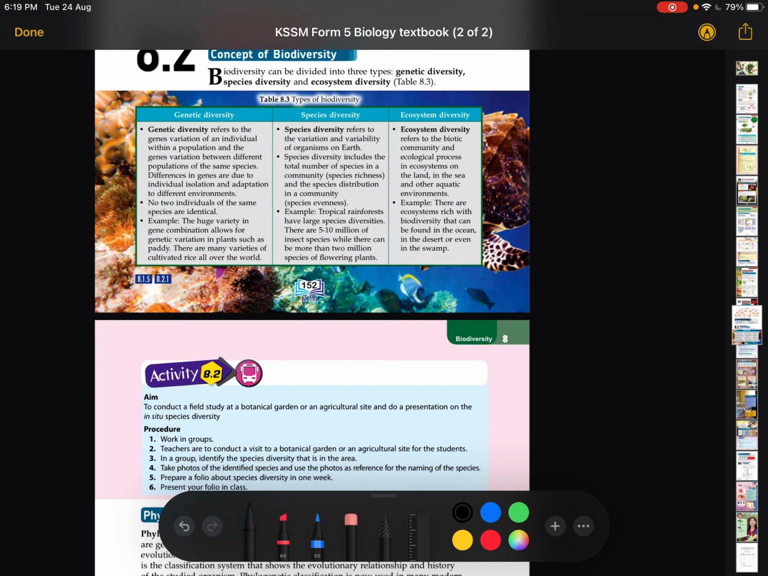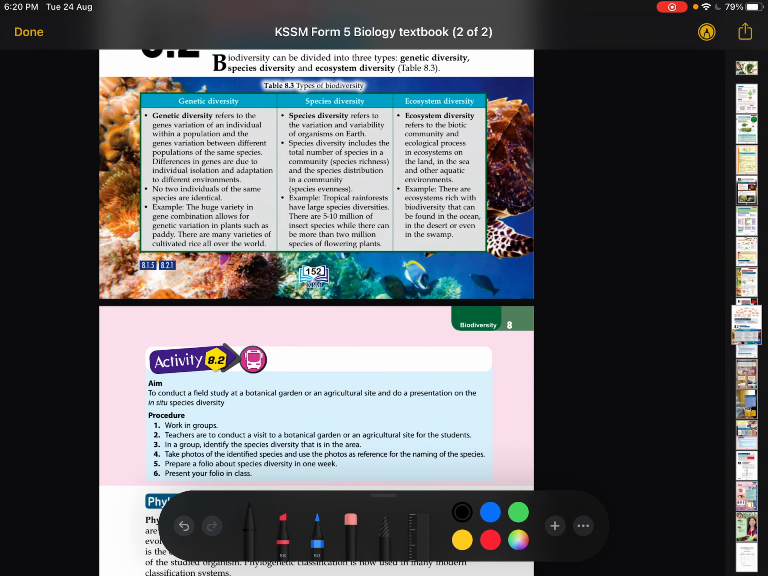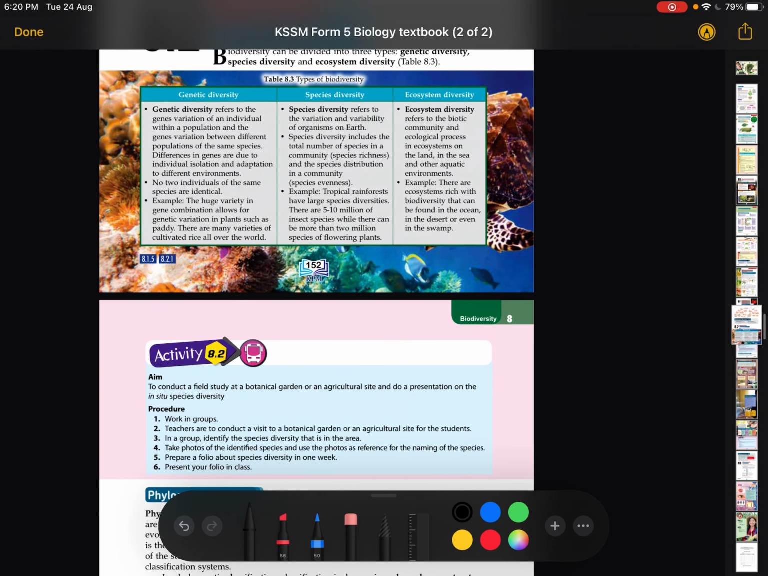It says here paddy. There's a lot of types of rice in the world basically. Okay, next is species diversity. Species diversity is how many types of species there are in the community or in the habitat. It includes the total number of species in the community and the species distribution. So how many species are there, and are they evenly spread or more clumped together? The more species you have, for example, maybe your ecosystem has grass, spiders, mosquitoes, birds, and so on, the more species diversity it has.